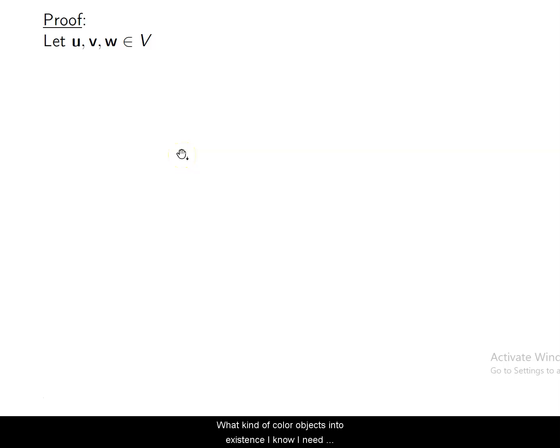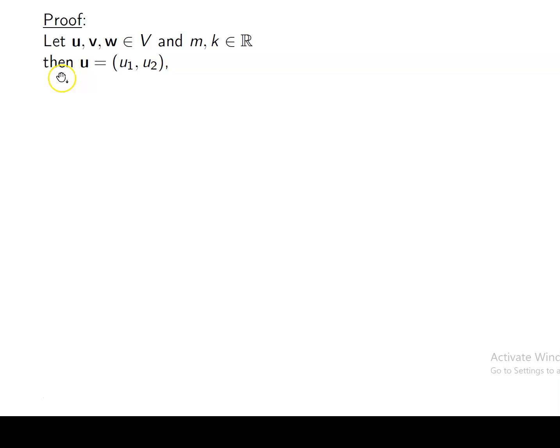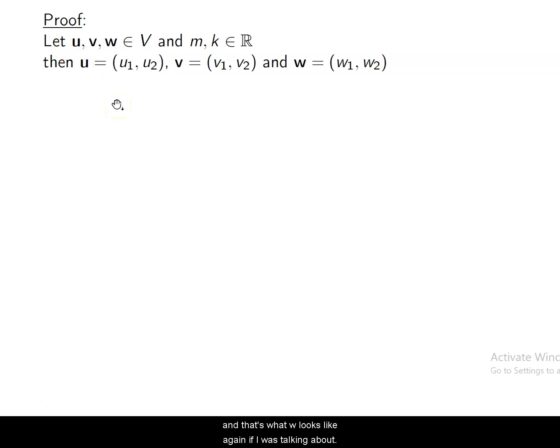So again, let's call our objects into existence. I know I need 3 vectors and how many scalars? That's right, we need 2. So I count out 3 vectors. I got 3 objects inside of my set of objects and 2 scalar values. Okay. And U looks like this, right? Because remember, these are sets of ordered pairs. So this is what U looks like. That's what V looks like. And that's what W looks like.